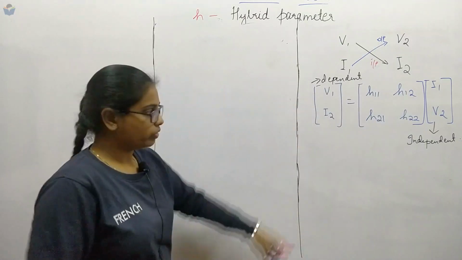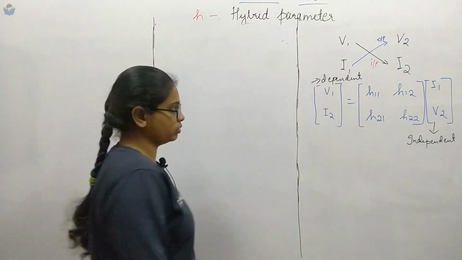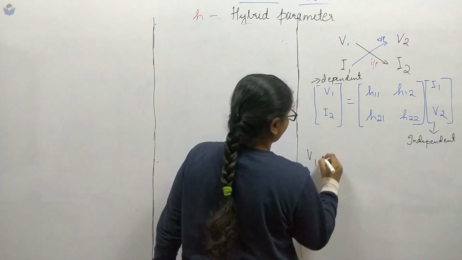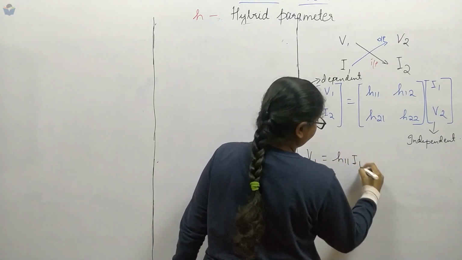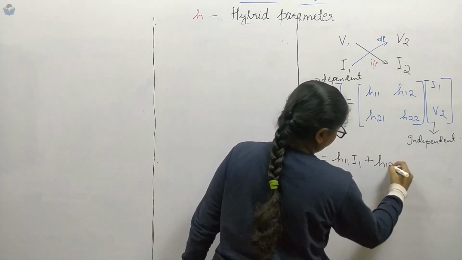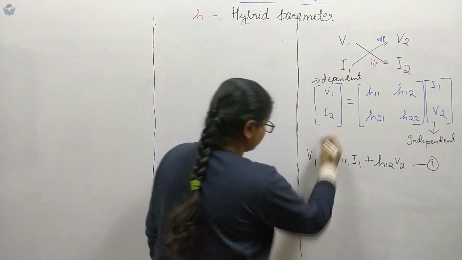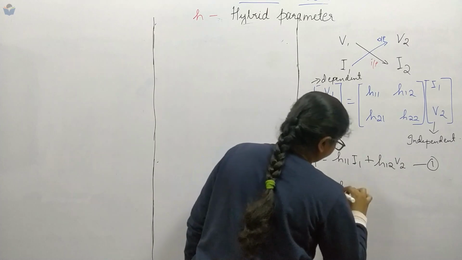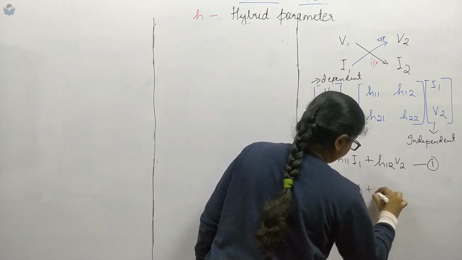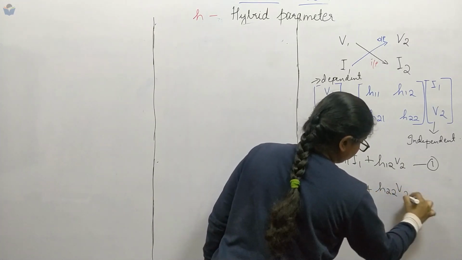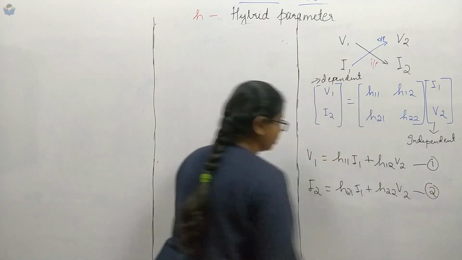Now we can write the equations from this. What will V1 be equal to? It is nothing but H11 I1 plus H12 V2. This is equation number 1. Next, I2 equals H21 I1 plus H22 times V2. This is equation number 2.